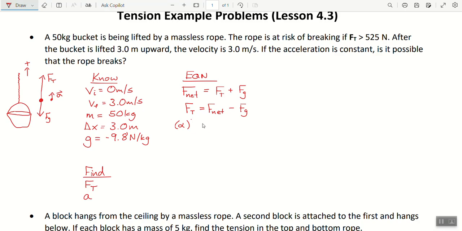Can we substitute stuff in? I don't know tension yet. How do you find net force? Forget about the fact that it's net force. Do we know the mass? Okay, so it's just mass times what? Okay, minus, what's the force of gravity? How do you find the force of gravity?